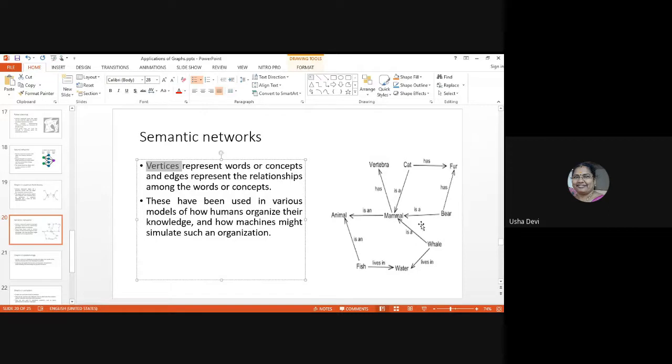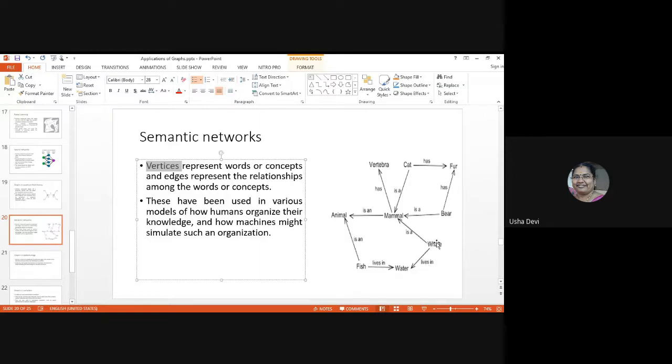According to this diagram, is it a directed or undirected graph? It's a directed one, ma'am. Directed one. Okay, we can always say bear is a mammal. Mammal is not a bear. So only this direction is applicable. Similarly, whale is a mammal, and similarly, whale lives in water.